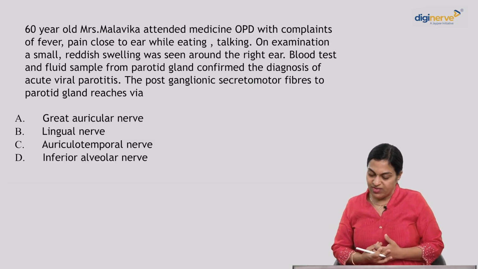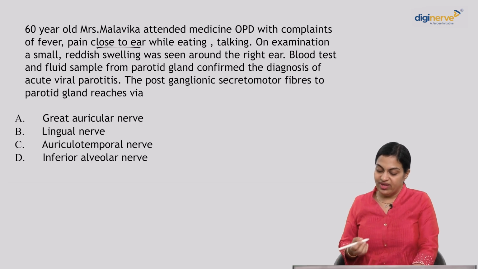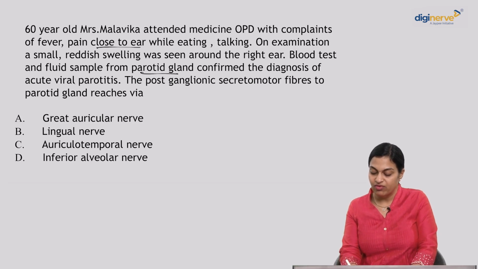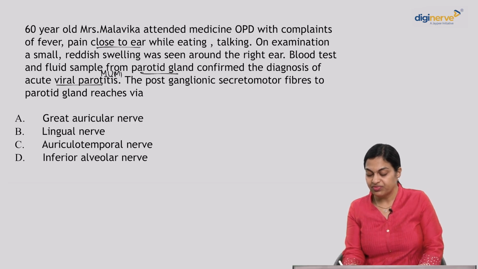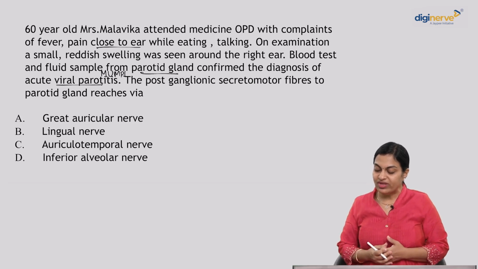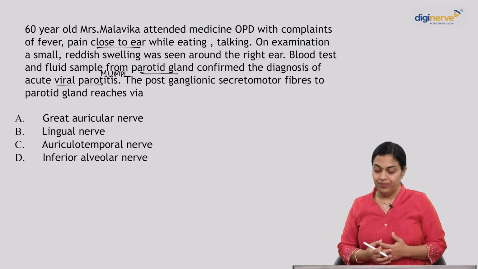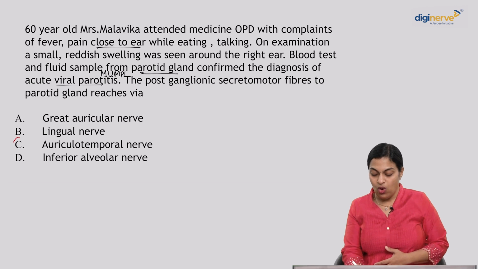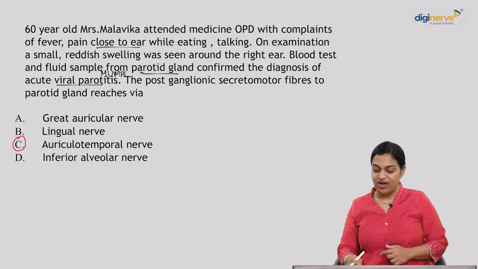So 60-year-old Mrs. Malavika attended the medicine OPD with complaints of fever, pain close to the ear while eating, talking. On examination, a small reddish swelling was seen around the right ear. Blood test and fluid sample from the parotid gland confirmed the diagnosis of acute viral parotitis, mumps, a viral infection. The postganglionic secretomotor fibers to the parotid gland, you can tell me, reach via the auriculotemporal nerve. Preganglionic nerve, very good, the lesser petrosal nerve.